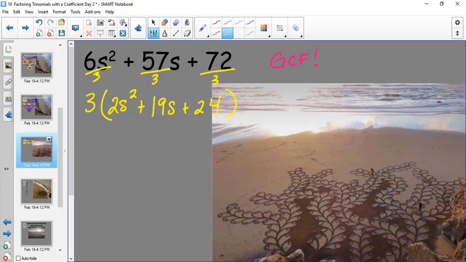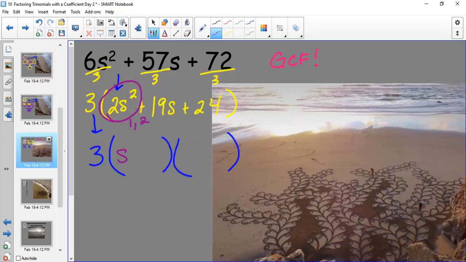All right, so now I have to look. I still have an a term that is not 1, so I still have to do the guess and check method. So we're going to break up that trinomial into two binomials. However, don't forget to bring down your greatest common factor. That is a common mistake. All right, so we're going to start with the first term. Numbers that multiply to get 2. I only have two options, 1 and 2, so I'm going to fill them in as x and 2x.